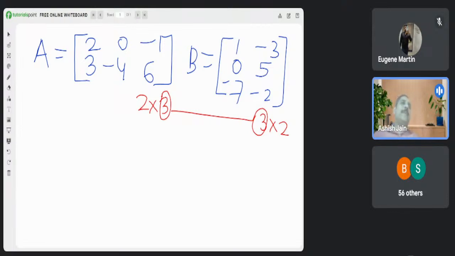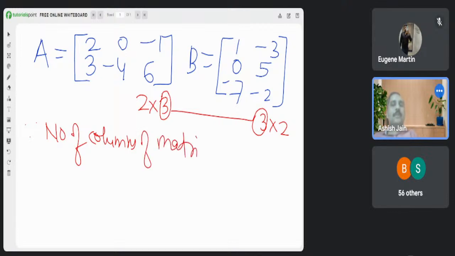जब भी आप दो मैट्रिक्स मल्टीप्लाई करोगे and they can be multiplied, you have to write this line since number of columns of matrix capital A is equal to number of rows of matrix capital B. Hence, matrices can be multiplied.